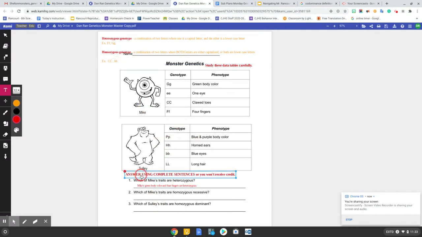So for questions 1, 2, and 3, I need you to answer using complete sentences or you're not going to receive credit for this assignment. Okay? Remember, what I'm looking for is two very basic things: that you capitalize the first letter of the first word in the sentence, and that you put a period at the end. That's it. Please check your spelling as well.